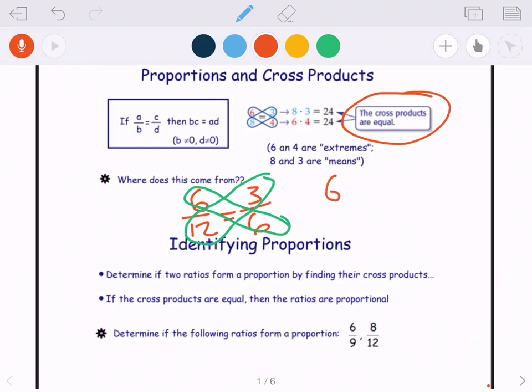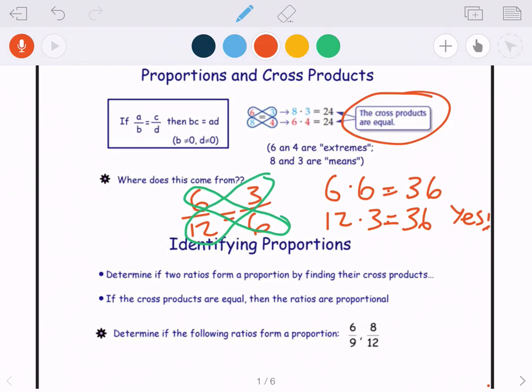So the butterfly wings tell us 6 times 6 and 12 times 3. So 6 times 6 is equal to 36. 12 times 3 is also equal to 36. So I would ask you, is this a proportion? And you would say, yes, it is a proportion, because when you cross multiply, those cross products are equal. So those fractions, those ratios are equal.